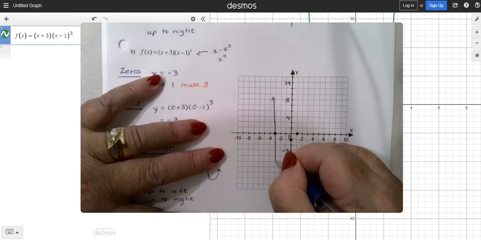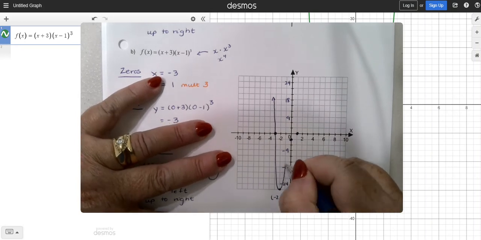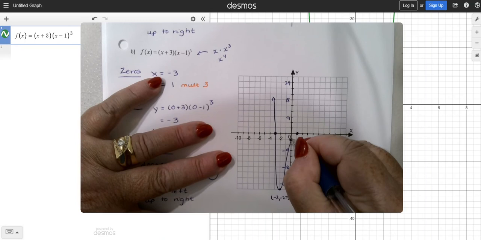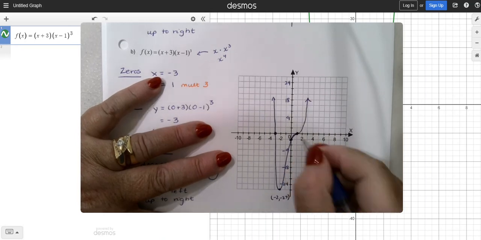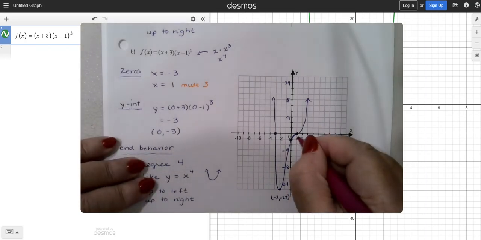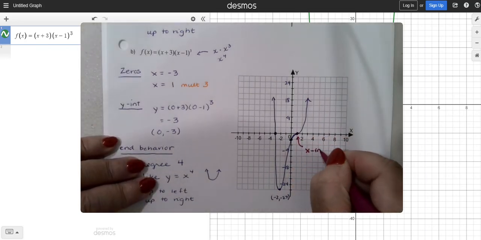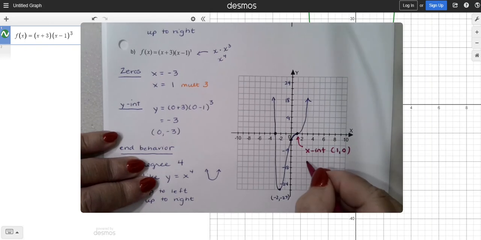So this came down and hit the minimum, up through the y-intercept, and then it kind of had that little wave in it as it went through my x-intercept. So here's my x-intercept 1, 0, and it kind of has that wave shape.